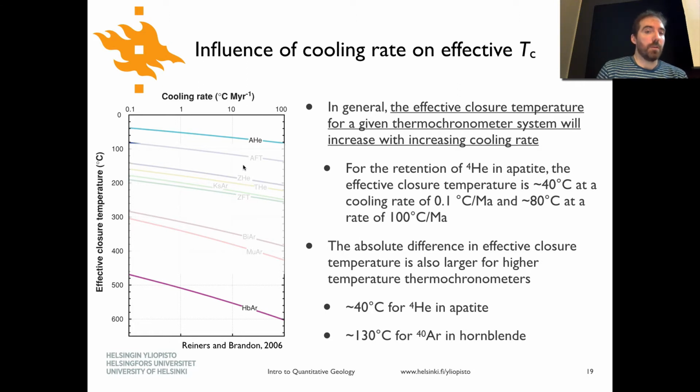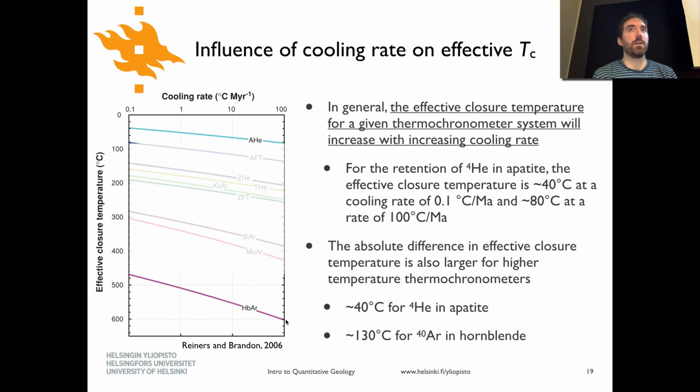But anyway, what we see is for different thermochronometers, essentially across a whole range of temperatures, the faster you cool down, the higher this effective closure temperature is. So for instance here, we've got argon in hornblende, and you're at about 470 degrees at 0.1 degrees C per million years, and then it goes up to 600 degrees at 100 degrees C per million years.